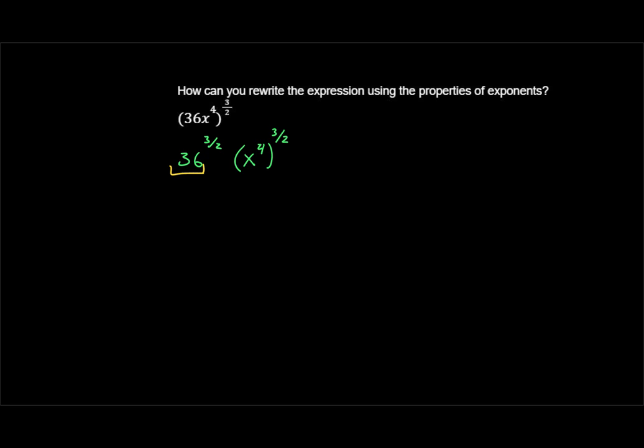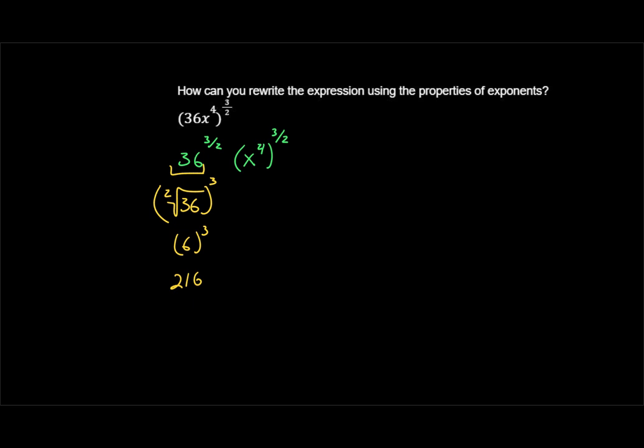36 to the 3/2 power, well, 3/2, if I rewrite it in the radical form, it's the square root of 36 to the 3rd power. The square root of 36 is just 6, and 6 to the 3rd power is 216.